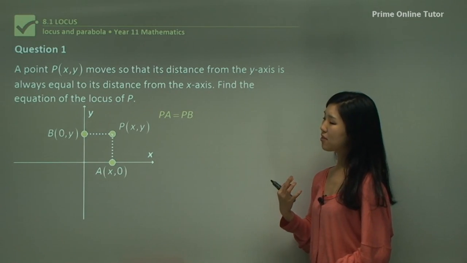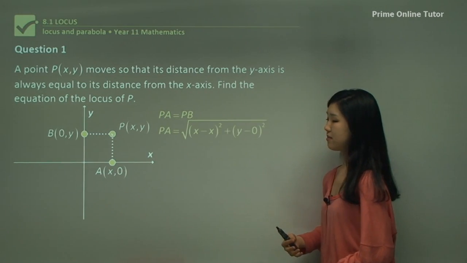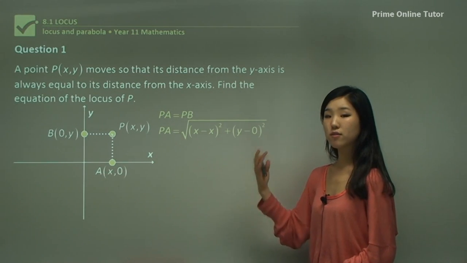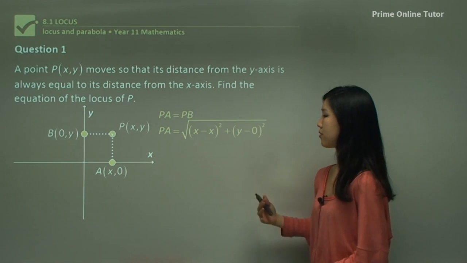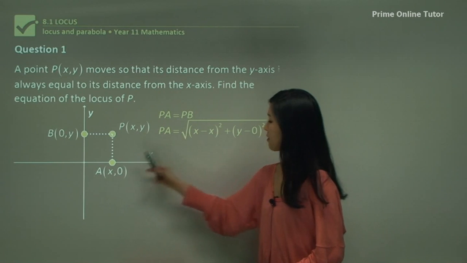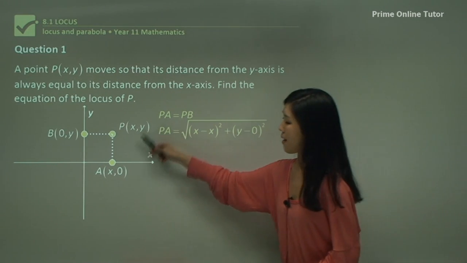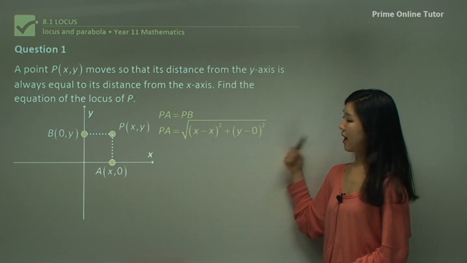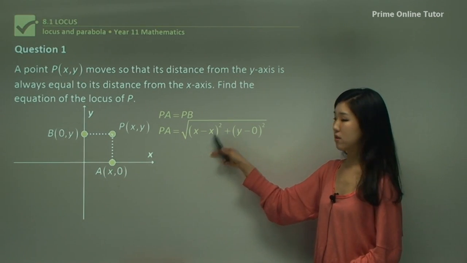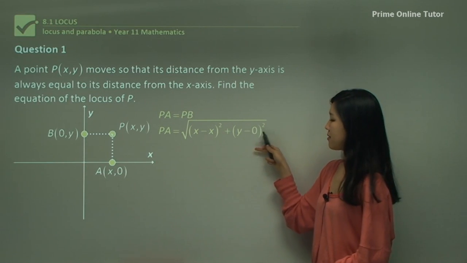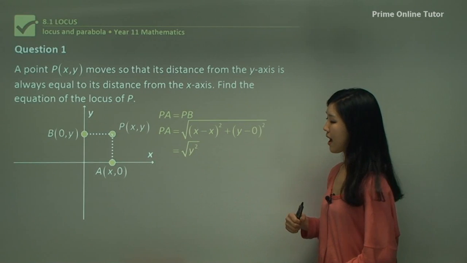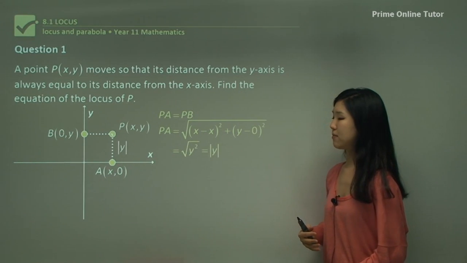Now this is talking about distance, so I'm going to use my distance formula to first find PA. It's going to be the square root of (x2 minus x1) squared plus (y2 minus y1) squared. So I'll go square root of (x minus x) squared plus (y minus 0) squared. Then simplify. Look, x minus x is 0, so 0 squared is just 0. Now y minus 0 is y, so it's going to be the square root of just y squared. And that's going to simplify to the absolute value of y.